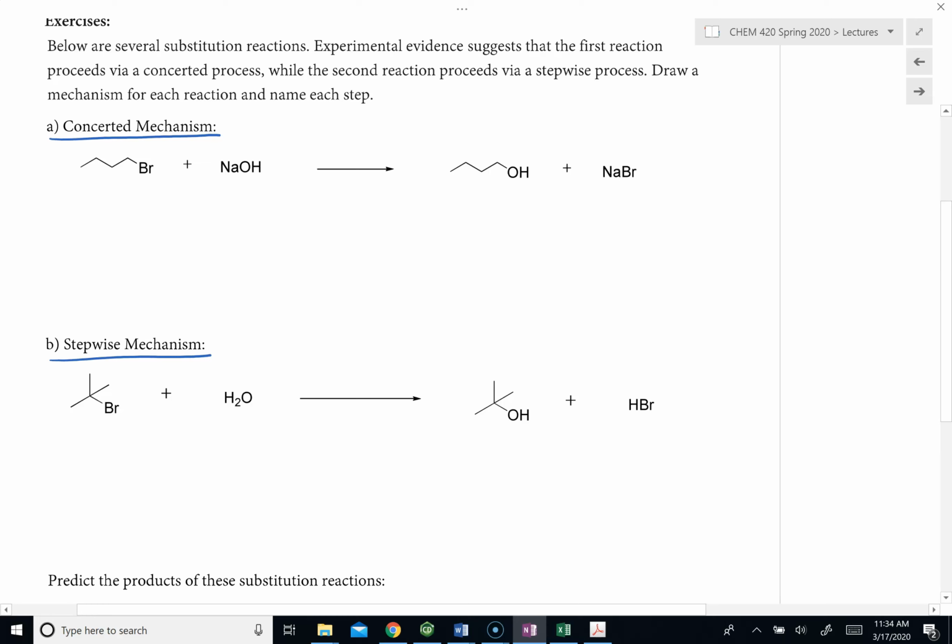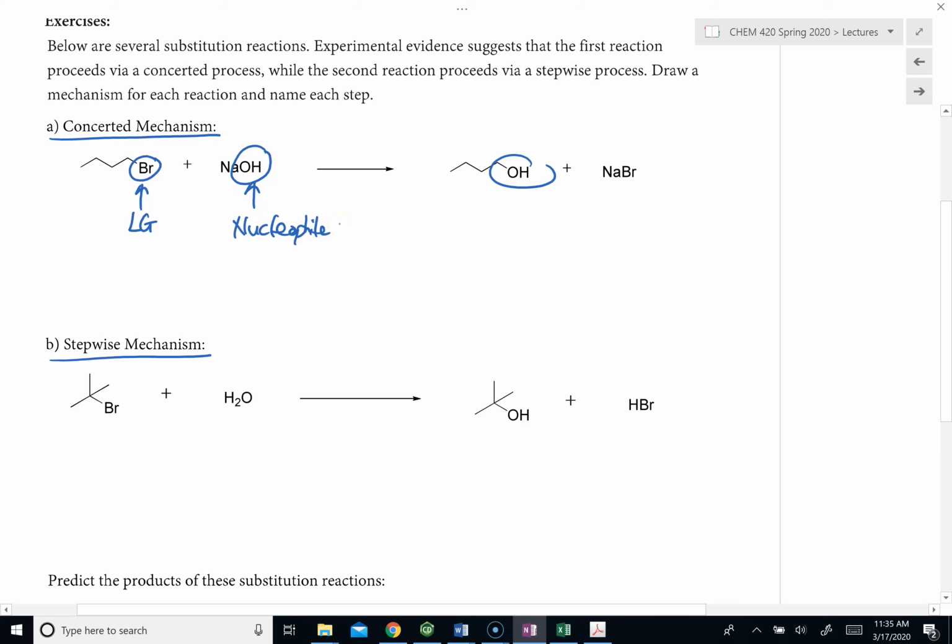So let's go over A first, the concerted mechanism. Here we've been told that this product is formed through a concerted mechanism. If we look at the overall reaction, we will see the hydroxy group is coming in to replace the bromine functional group. So we know that the hydroxy group is the nucleophile, and the bromine is the leaving group.